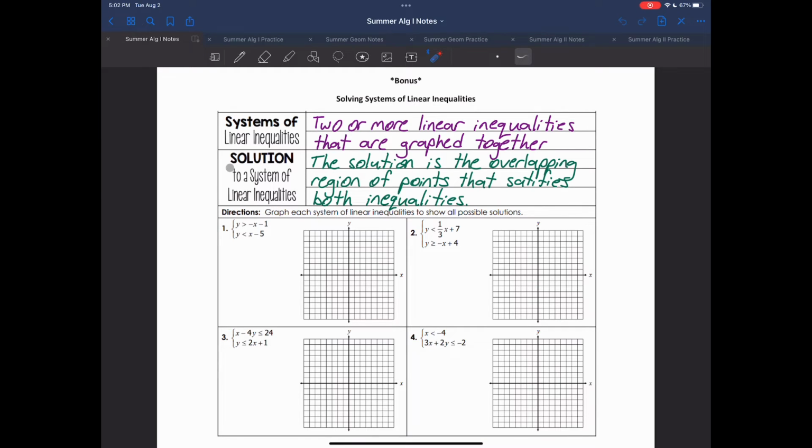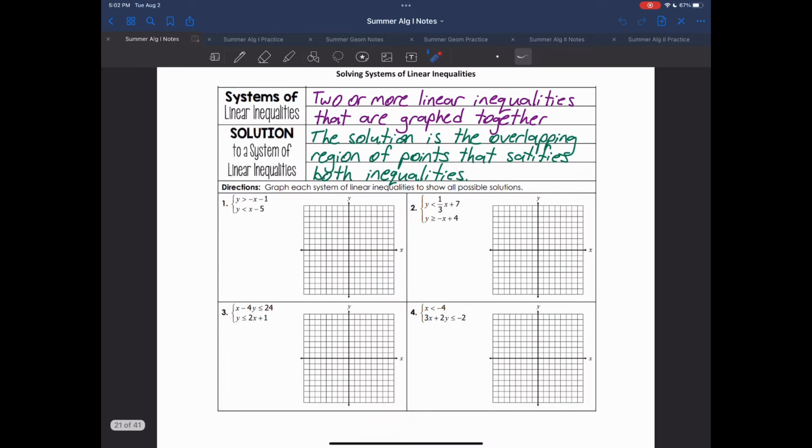And then a solution to a system of linear inequalities is a little bit different than a solution to a system of equations. Okay, so for systems of equations, we graph two lines and we find where they intersect, and boom, that's your answer. Now for a system of inequalities, you'll graph two lines, maybe one will be dotted, right? It'll be a little bit different. And where their shaded region overlaps, that shaded region is actually the answer. That is the solution. So the set of points that satisfies both inequalities is your solution. And that's what this says up here. It says the solution is the overlapping region of points that satisfies both inequalities.